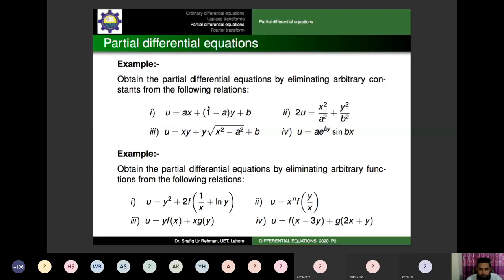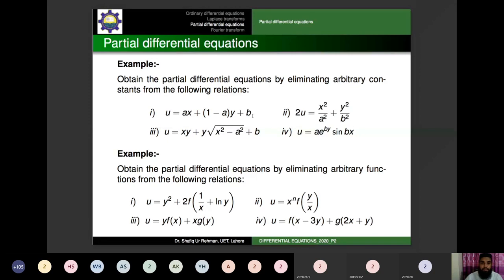If you look into the first bunch of examples, it is asked to obtain the partial differential equations by eliminating arbitrary constants from the following relations. What type of relations are there? They are relations of the dependent variable and independent variables involving certain arbitrary constants. You see that u and x, y: it is a relation between variables, u being dependent, x and y independent. On top of that, a and b are arbitrary constants.